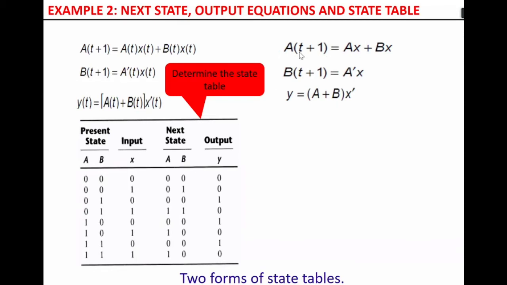Now, this is the equation for the next state of A. So it is A X or Bx, Ax or Bx. So definitely it will be 0. You got that 0. B is A complement, is 0 complement, X is what? 0, so it will also be 0. Y is A or B, X complement. A or B is 0, so whatever happens is 0.